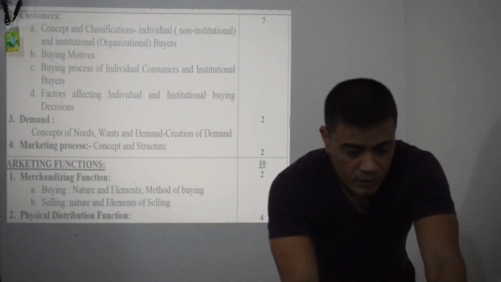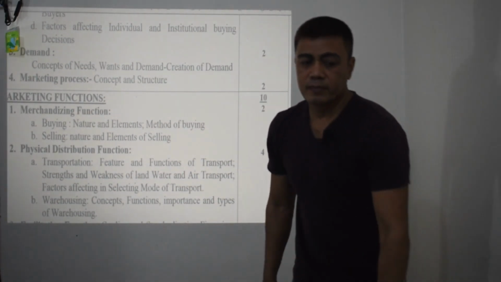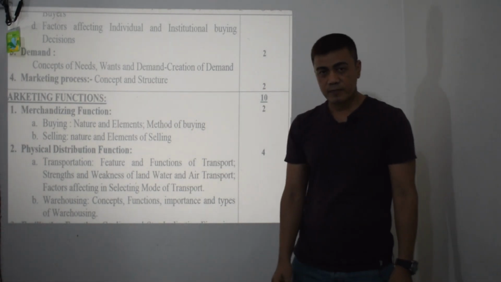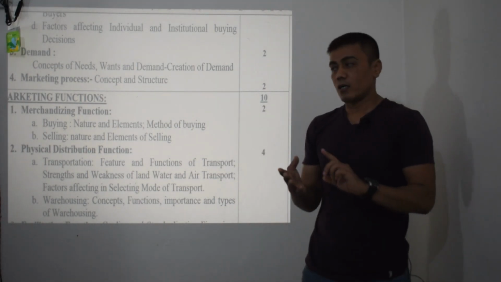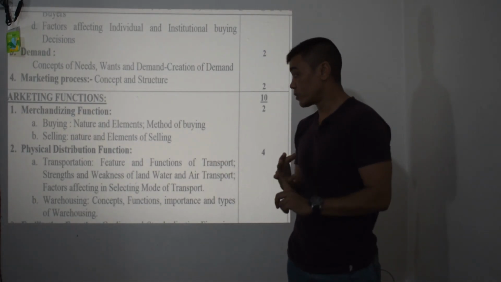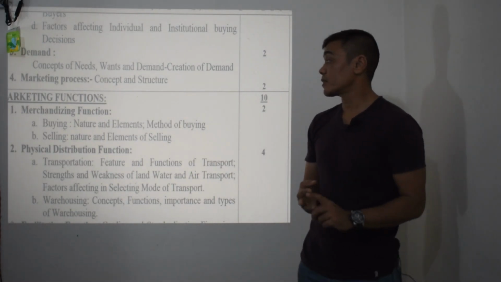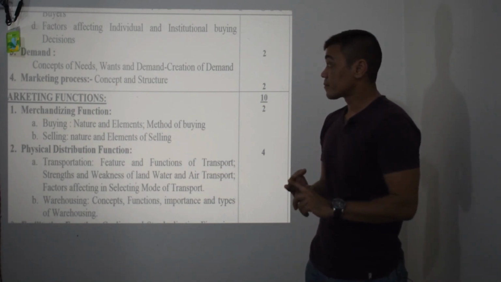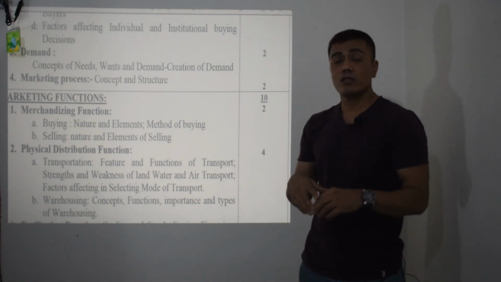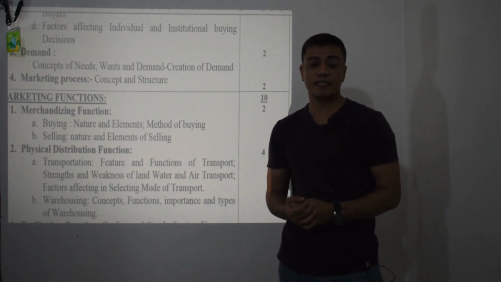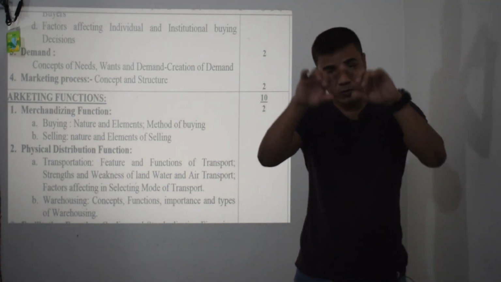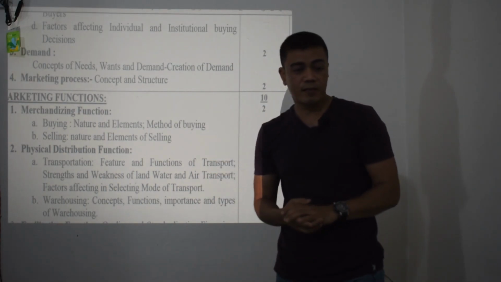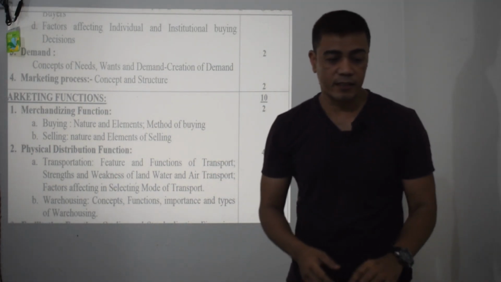Similarly, what is demand? This may come in the short question answer, like what is need, what do you mean by want, and how demand can be created, and what is the marketing process, which you can explain with the help of a diagram. This you have to study.